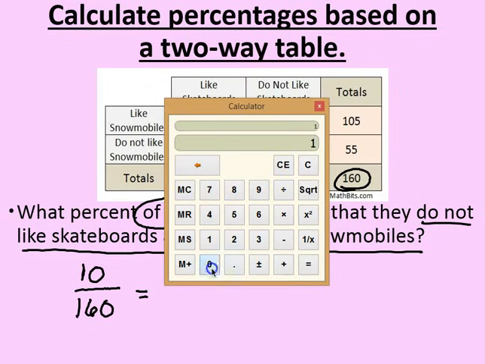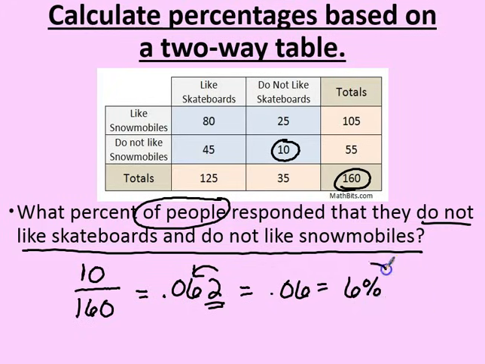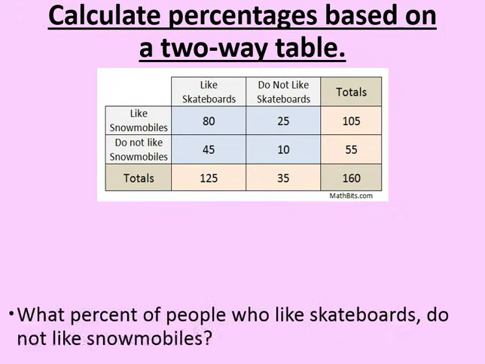If we take 10 divided by 160, we get 0.0625. The 2 is rounded down around the 6, which keeps it the same, so we get 0.06, which is 6%. And then I would restate my answer. 6% of people said they don't like skateboards, nor do they like snowmobiles. Let's do one more percent example.